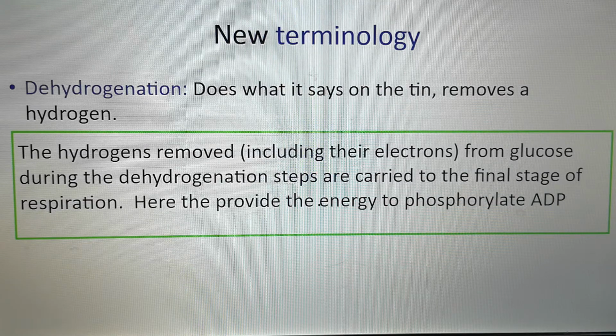Another nice easy one, dehydrogenation, removing a hydrogen. Okay, like I said, dehydrogenation and oxidation are the same thing. So the hydrogens removed during a dehydrogenation process, including their electrons, are what are carried to the electron transport chain that will give the electron transport chain the energy to phosphorylate ADP and produce ATP.